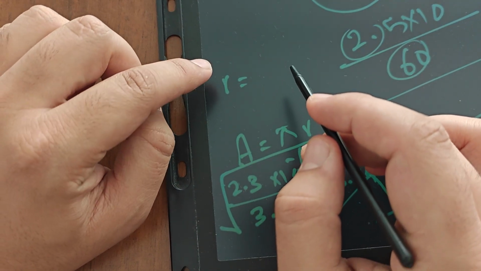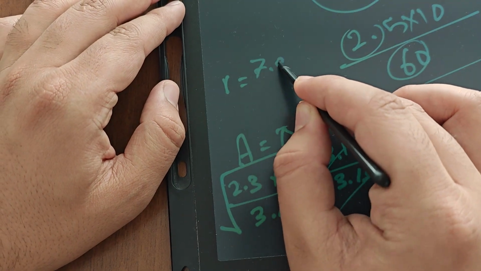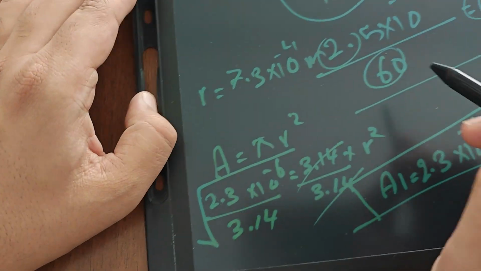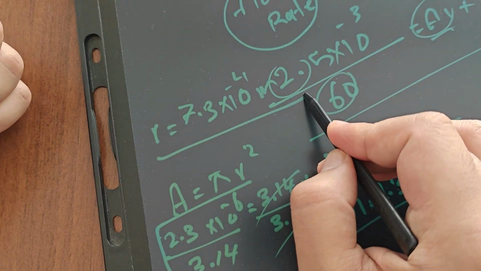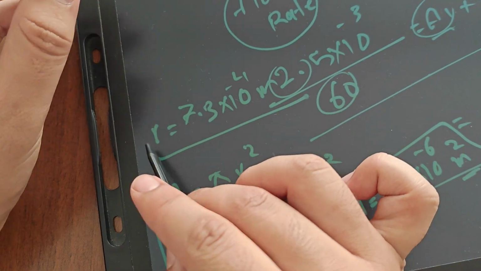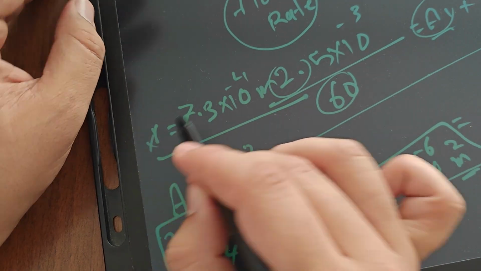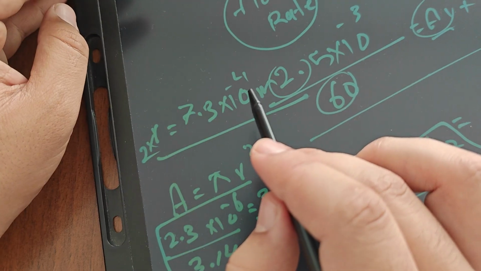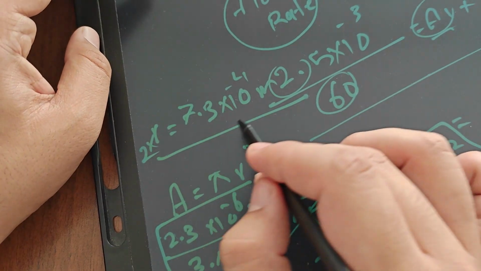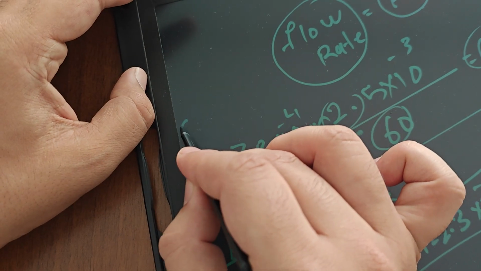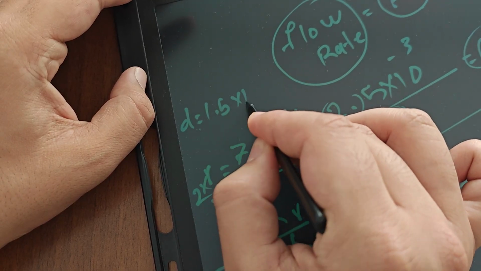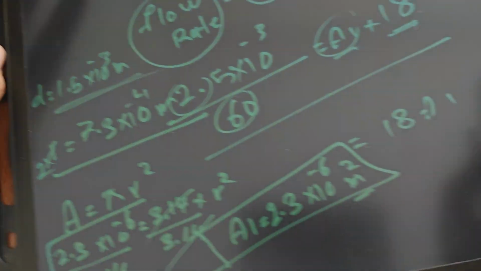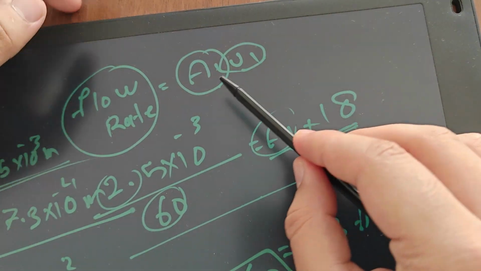The value of r is equal to 7.3 times 10 power negative 4 meter. Students, this is r, but the question says find diameter. To change radius to diameter, we are going to times this number by 2. Only times it by 2. The answer will be diameter, which is equal to 1.5 times 10 power negative 3 meter.